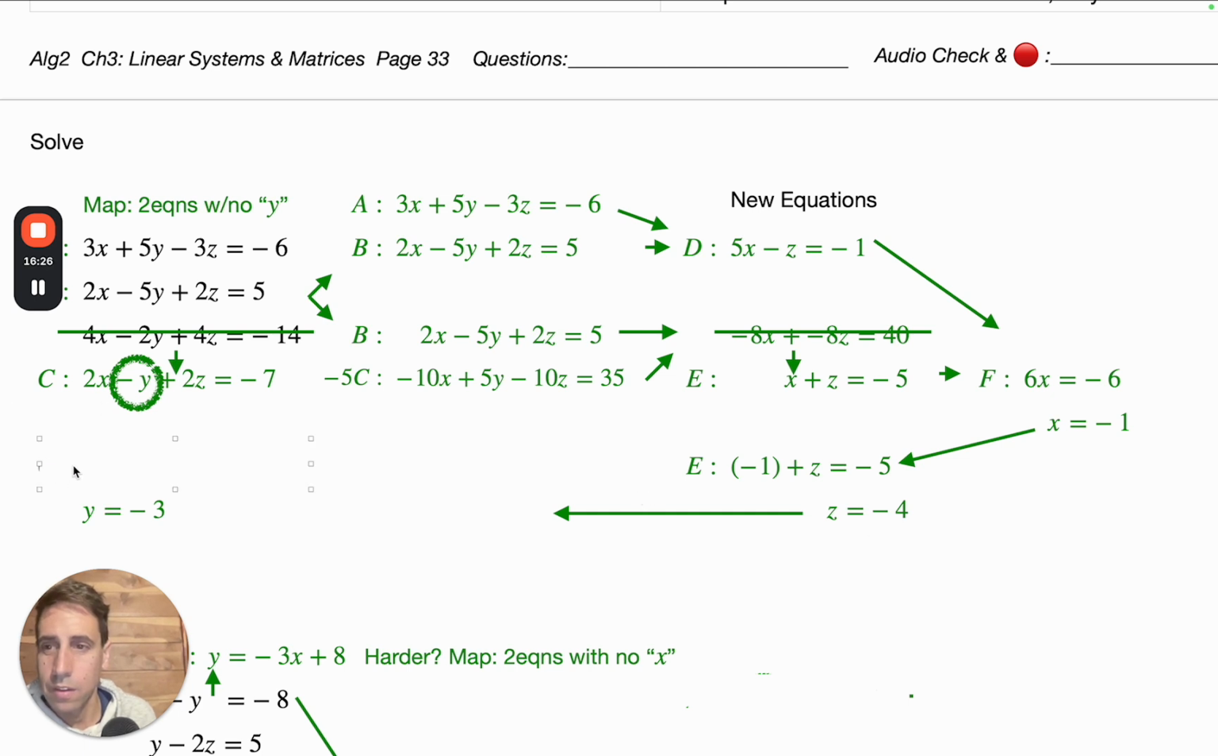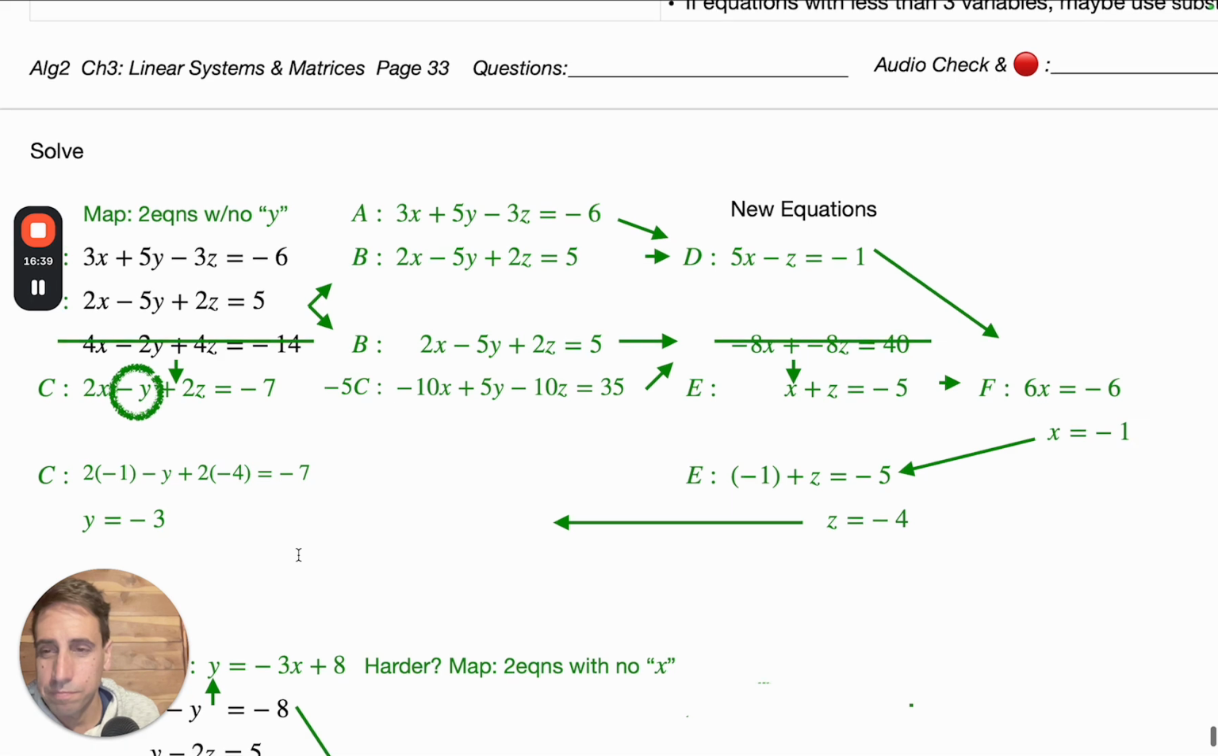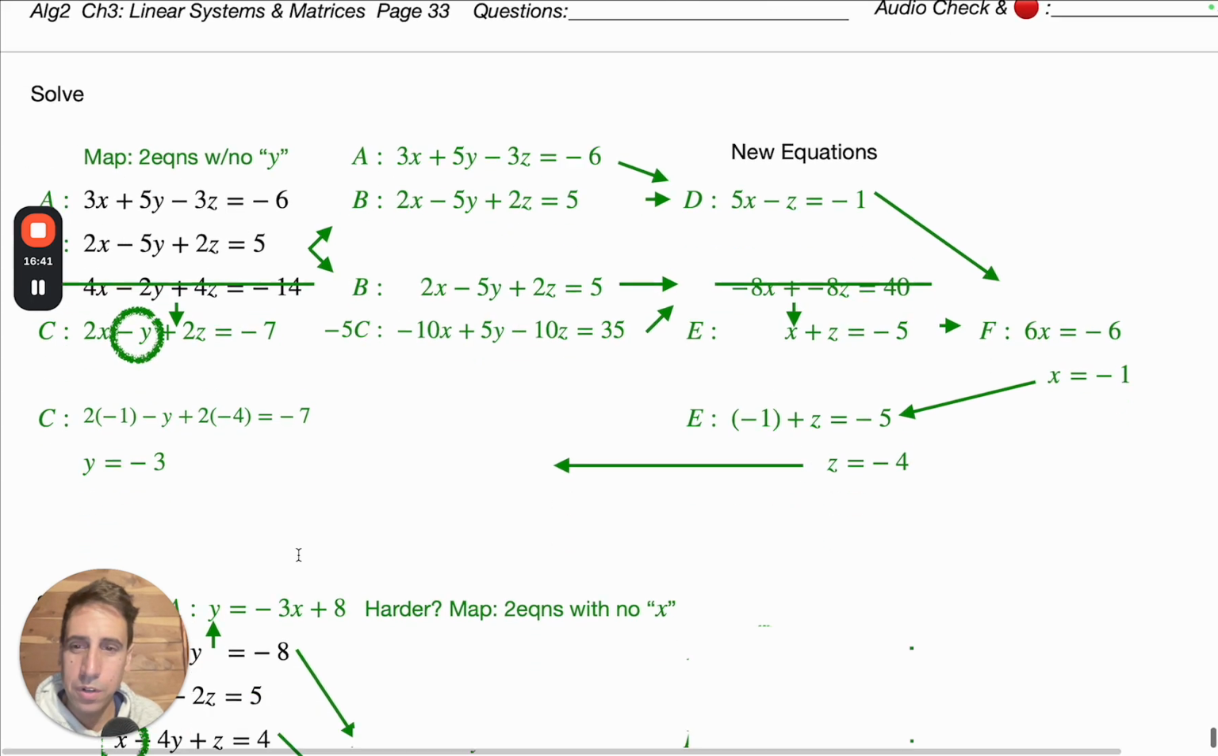And right here, back in the original equation, c is equal to 2 times no longer x but -1. I don't know what y is. I do know what z is. I'm going to substitute and solve, and I get y is equal to -3. Sorry, that was a bit out of order.